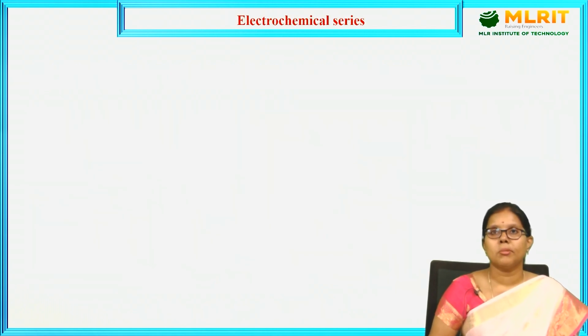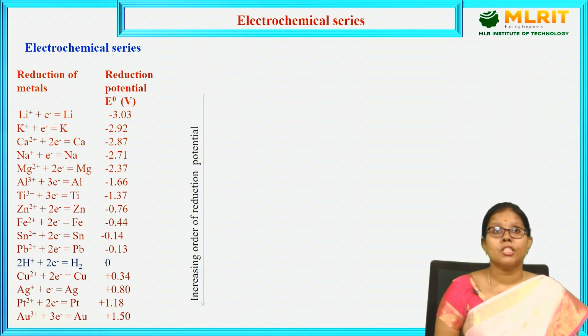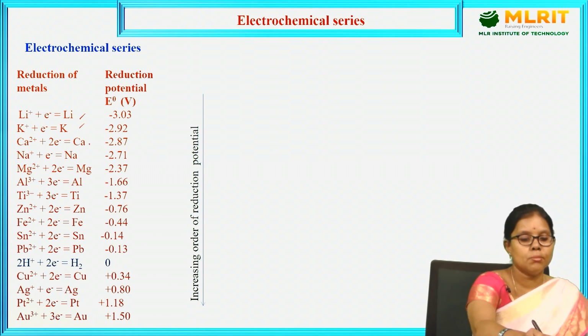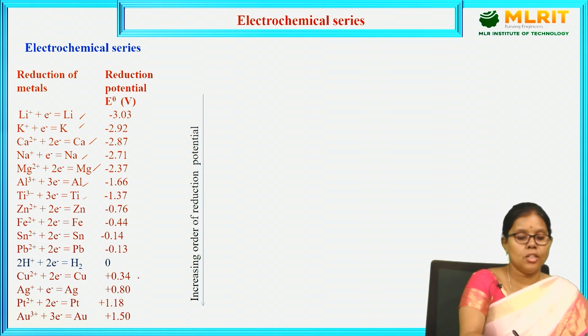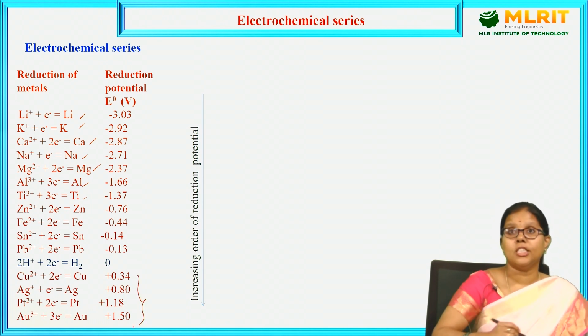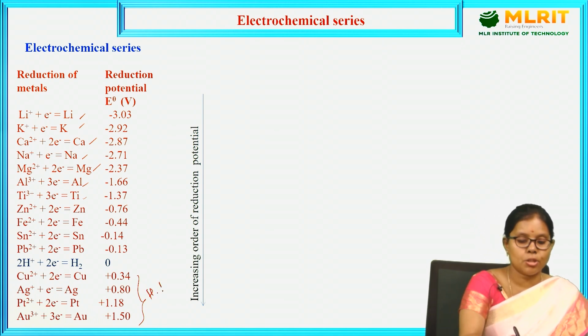Let us see the electrochemical series. There is an order of the metals which are arranged in standard reduction potentials. Let us take the metals lithium, potassium, calcium, sodium, magnesium, aluminum, titanium, zinc, iron, tin, lead, hydrogen, copper, silver, platinum, gold. We know that all these are the metals or coinage metals which are highly protected metals because these are having higher reduction potentials.